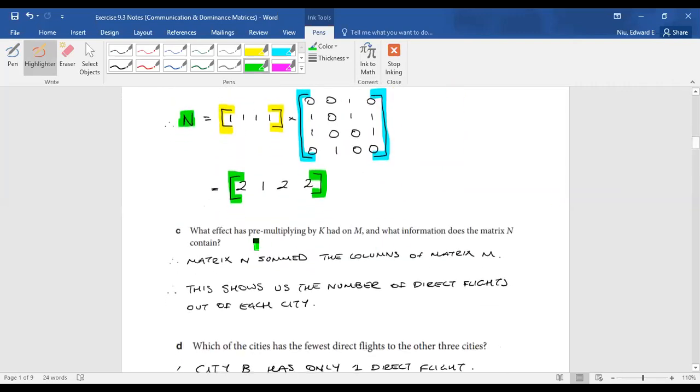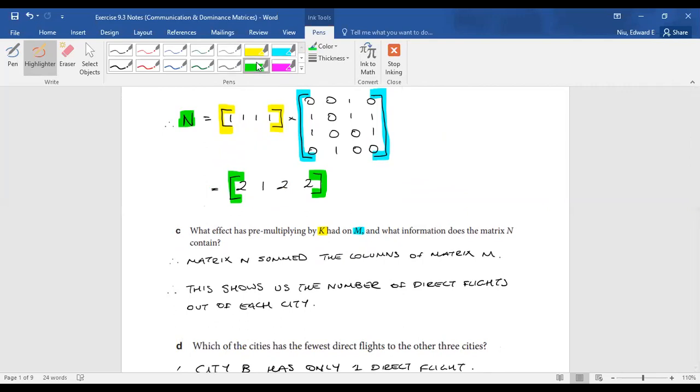What effect has pre-multiplying K, so remember K is a yellow matrix, on M, which is the communication matrix, and what information does matrix N contain?